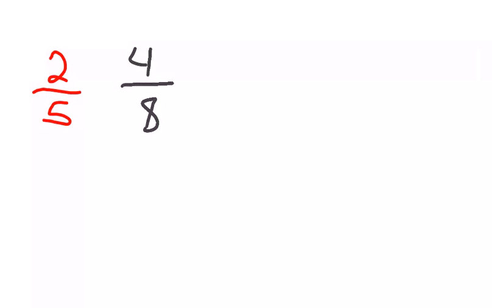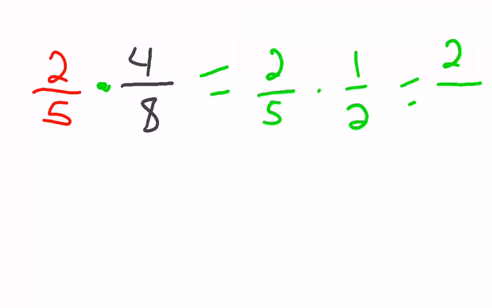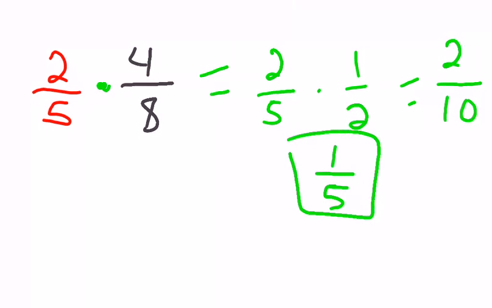And so what we do to find a dependent event with probability is we'll actually multiply these two together. So I know 4/8 reduces, so I'm going to change that to 1/2, make it easier. And then for fractions we multiply across. So 2 times 1 is 2, 5 times 2 is 10, and that reduces to 1/5. So what we found is that the probability of drawing a red card and spinning a 1 is 1 out of 5, 1/5.